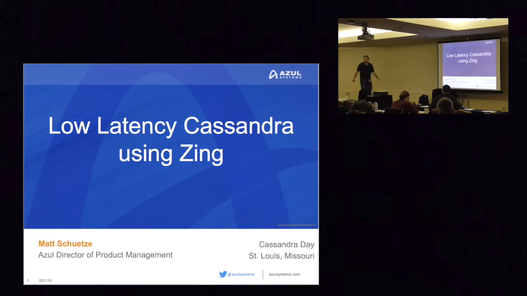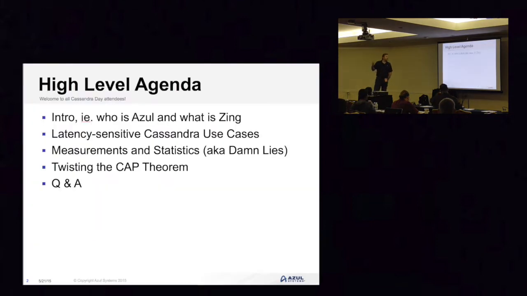So most people ask, what do you do? We're a Java vendor. We actually build Java virtual machines. But we'll get into that. So today I want to introduce who is Azul, what is our Java virtual machine product. It's called Zing. We're going to go through some use cases for Cassandra where we talk about latency, which is basically underpins response time.